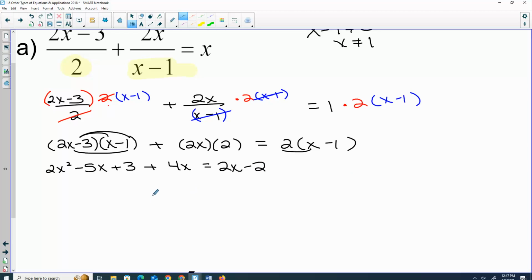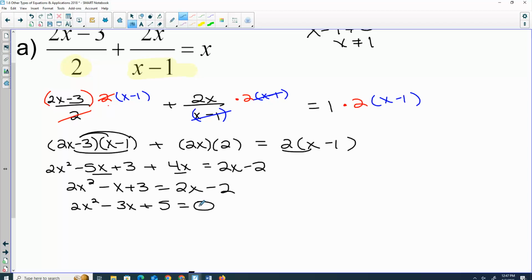What next? Yep. So I did my negative 5x plus 4x. Now this is a quadratic. What do we always need our quadratics to be equal to? 0. So if I subtract over my 2x, add over my 2, did I lose anybody by not showing my work, how I brought that over? I can write it out if I need to.